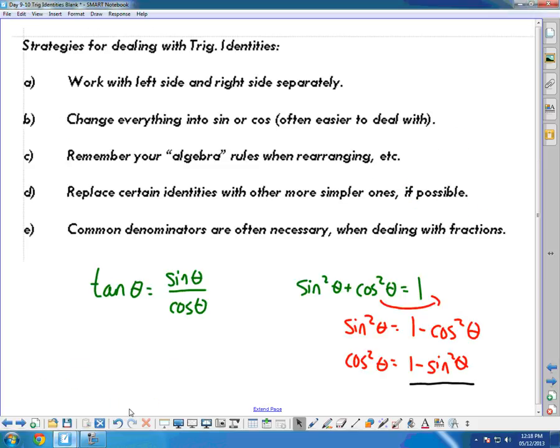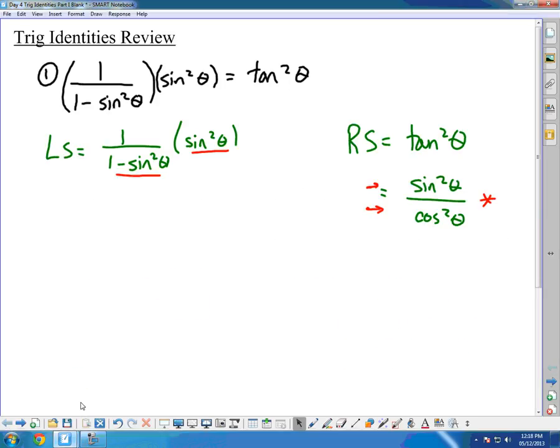Cos squared is equal to 1 minus sine squared. So why don't I leave this top here as sine squared theta, and why don't I move the bottom to 1 minus sine squared theta? So there's the strategy. And hey, guess what? Now the left side and the right side only have sines. That's a pretty good strategy.